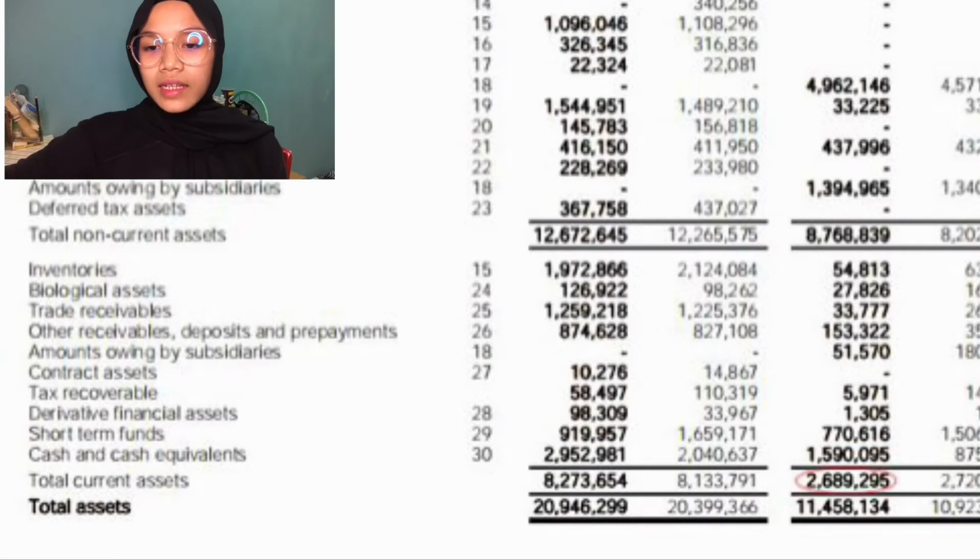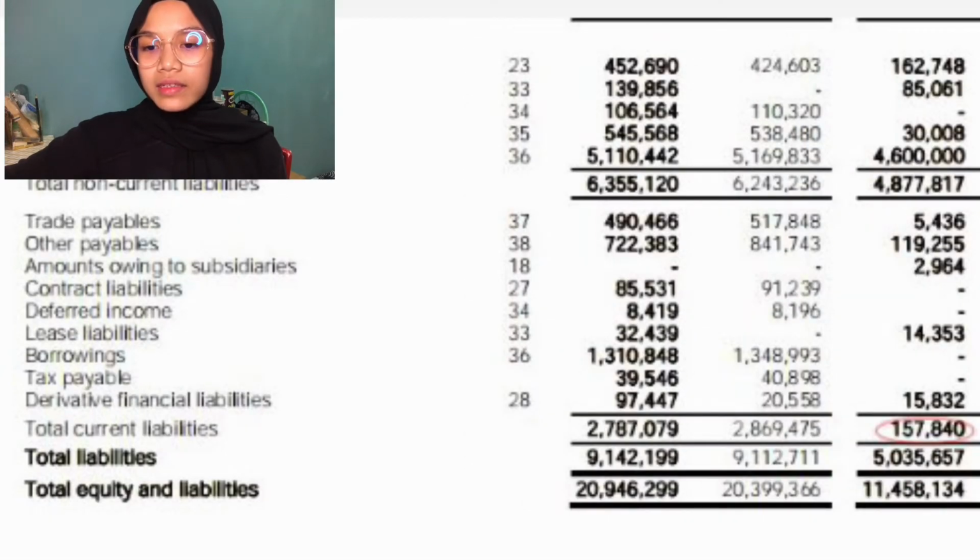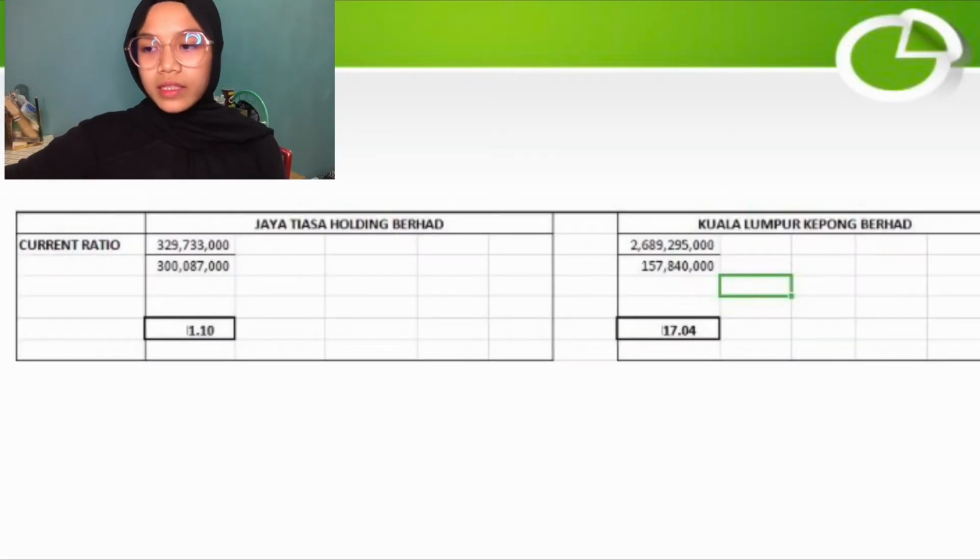On the other hand, KLK Berhad recorded its current assets at RM2,689,265,000 and its current liabilities at RM157,840,000. This makes their current ratio 17.04. This is the result for the current ratio for both companies.